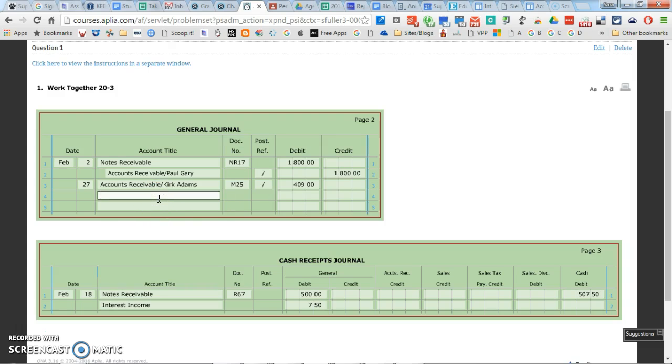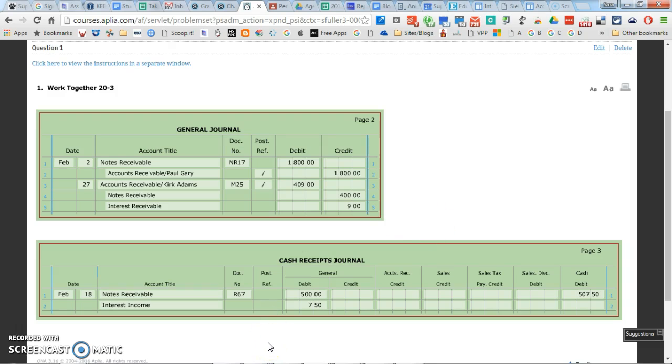Therefore, our next line is our notes receivable. And that's just that original amount, $400. And then our last one, interest receivable. And that is going to be a credit as well of the $9.